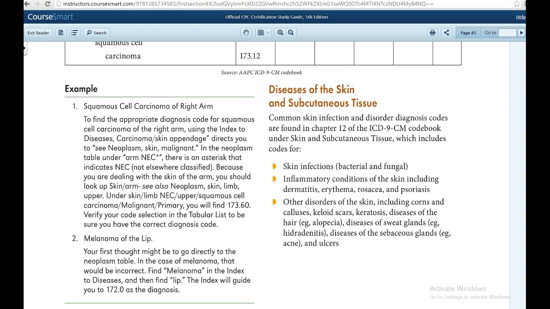Okay, these are just some more examples. So it gives you a chance to go back and look over it. So make sure you know.